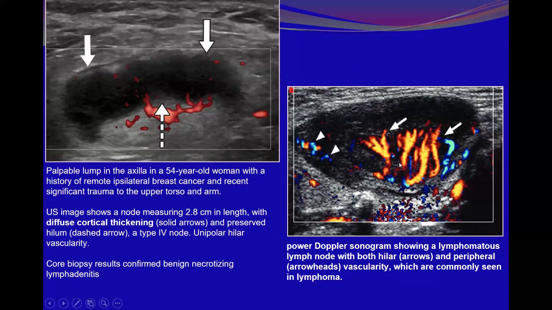This is a power Doppler sonogram showing lymphomatous lymph node with both hilar and peripheral arrowhead vasculature. I will ask you, Dr. Rayah, our boss. I have seen more than one color here, but this is from literature, and they report it as a power Doppler rather than color Doppler. Why? I know that power Doppler neither gives information about the direction of flow nor gives aliasing artifact. How can I explain different colors in this image? Okay.